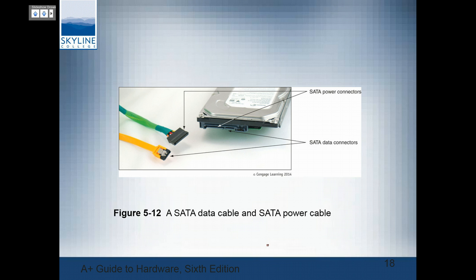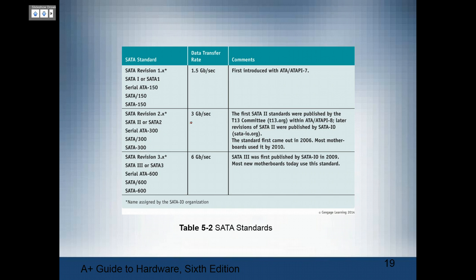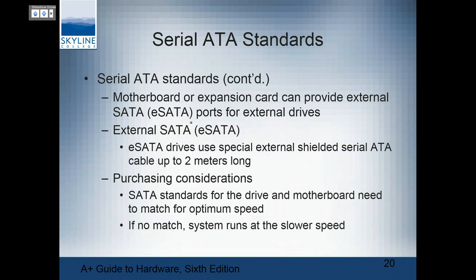We've looked at the parallel ATA, the EIDE cables, serial ATA, the power connector here, and the data connector, which always kind of surprises me. The power connector is bigger than the data connector. And the speeds, again, the table is in the book. With Serial ATA, the motherboard expansion card can provide external SATA ports so that you can have a serial ATA drive externally, and those can go up to 2 meters.